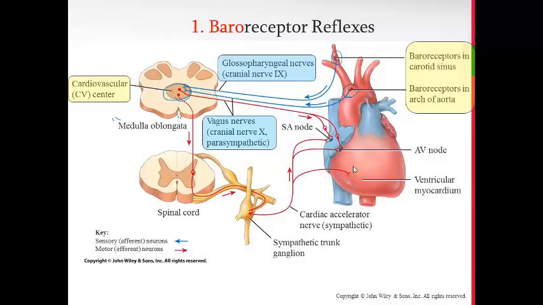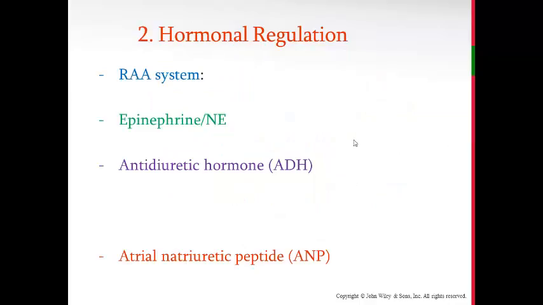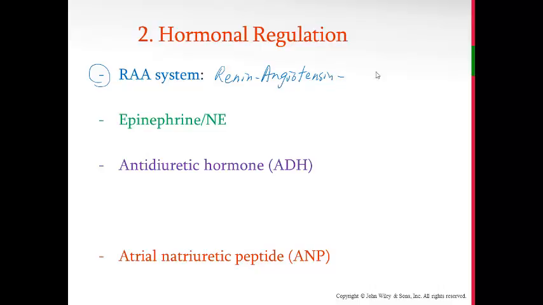Now, this also works if we have hormones that help us regulate it. So we have, remember, our RAS system. This is our renin, angiotensin, and what does the other A stand for?